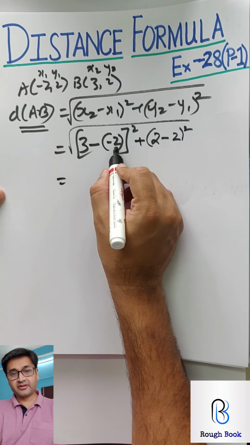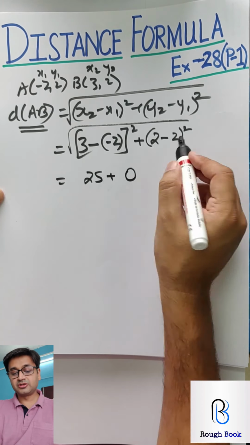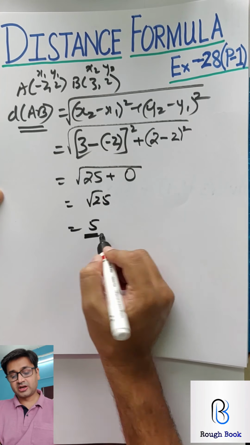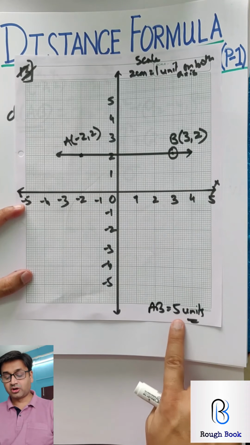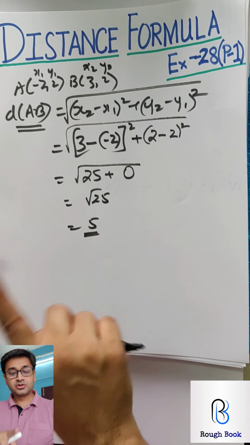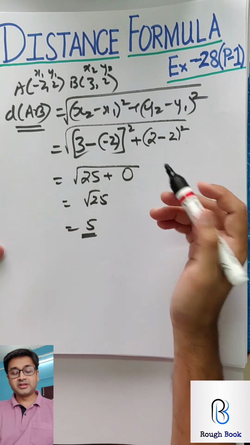So 3 plus 2 is 5. 5 square is 25. 2 minus 2 is 0, 0 square is any which way 0. So I get root of 25, which becomes 5. Exactly what was the distance between A and B we got directly, and right now we got it using the formula. So you need to know how to apply the formula. It's very simple. Just take the points and apply it.